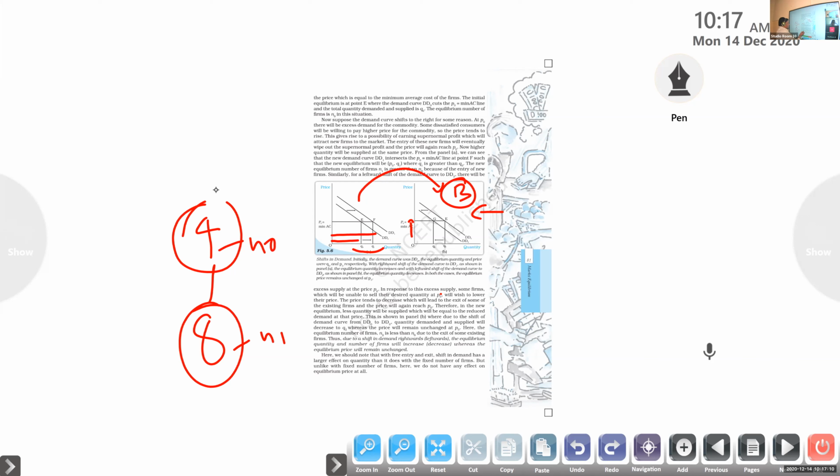Here, the equilibrium number of firms N2 is less than N0 due to the exit of some existing firms. Thus, due to shift in demand rightward or leftward, the equilibrium quantity and number of firms will increase or decrease, whereas the equilibrium price will remain unchanged. So we proved that. Okay, so just check that, read it again one more time.